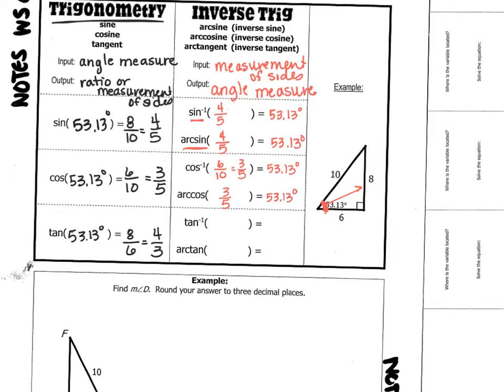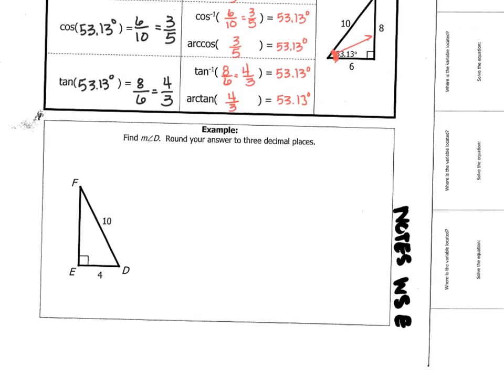And then tangent is opposite over adjacent, which is 8/6, reduced is 4/3. Inverse tangent of 4/3 should still be that 53.13 degrees. Likewise, arc tangent of 4/3 is 53.13 degrees. So let's look specifically at how that's going to help us solve problems.